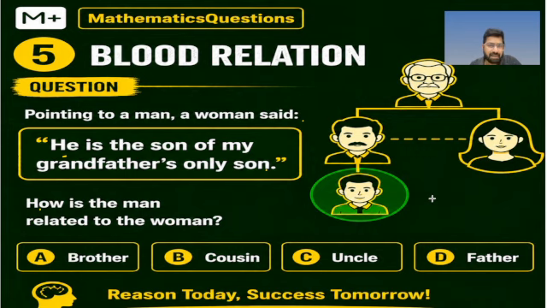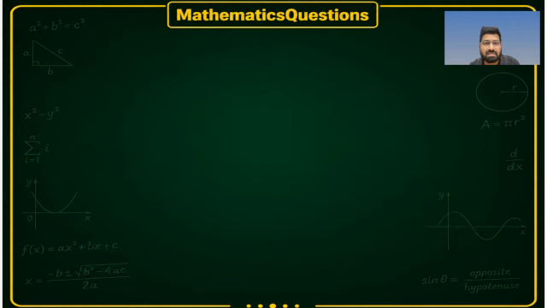Hope you have got the right answer. Let's look at the solution. Pointing to a man, a woman said, this is a question of blood relation. "He is the son of my grandfather's only son." This is the main point here. He is the son of my grandfather's only son.